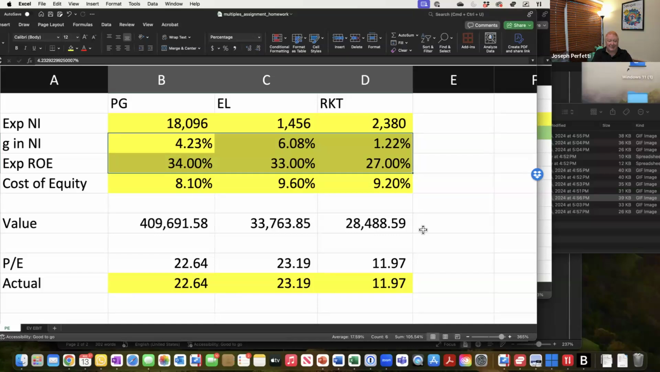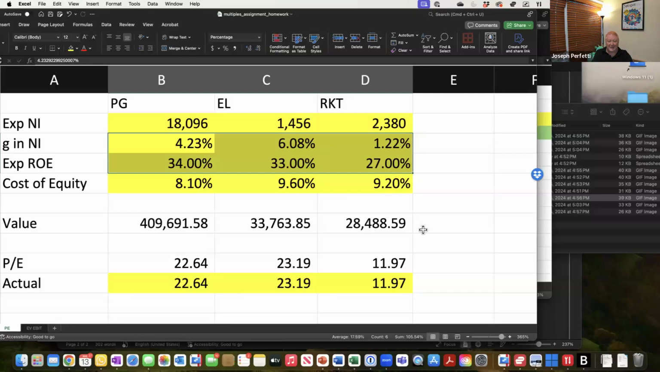Basically what's happening is Estée Lauder has a 6% growth rate versus a 4% growth rate at Procter & Gamble, with to some degree a similar spread, slightly higher at Procter & Gamble. But the flip side is Estée Lauder has a higher cost of equity at 9.6 versus 8.1. So the extra 1.9 percentage points of growth that's helping the multiple at Estée Lauder is being offset by the much higher cost of equity, which is being discounted back down to the 8.1% benefit that Procter & Gamble has.